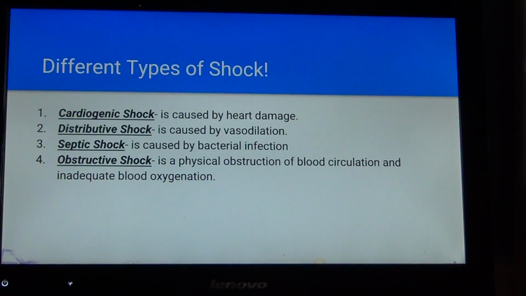There are different types of shock. There's cardiogenic shock. It's caused by heart damage. Distributive shock is caused by vasodilation. Septic shock is caused by a bacterial infection. And obstructive shock is a physical obstruction of blood circulation and inadequate blood oxygenation.